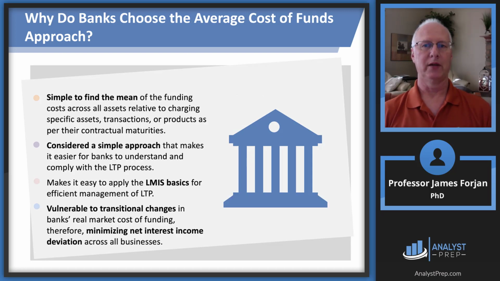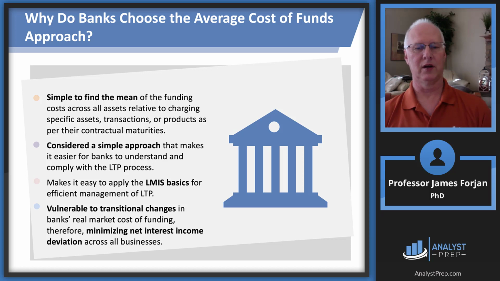Now, why do banks choose this? Well, you can imagine this. Simple to find the mean, right? Easy to apply for LMIS basics, right? Simple approach makes it easier for banks to understand and comply with the liquidity transfer pricing process. And look at the bottom one there. Minimizes net interest income deviation across all businesses. All right. So I'm not sure we want that.